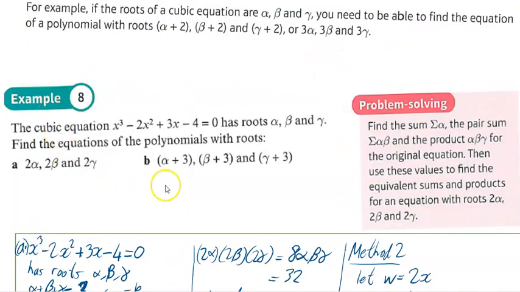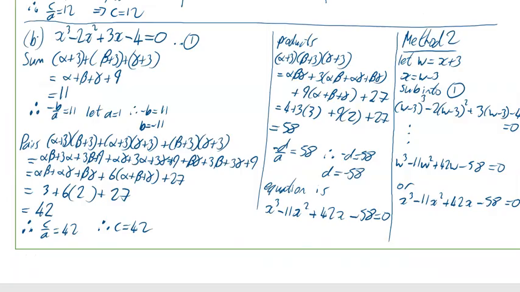Okay, looking back at part B, we had the original cubic equation, which had roots alpha, beta, gamma. We now want to find what the equation would be if the roots were alpha plus 3, beta plus 3, gamma plus 3. So we're going to look at that now. Okay, so I've written the equation again, and I've called that equation 1 because I'll be referring back to it.